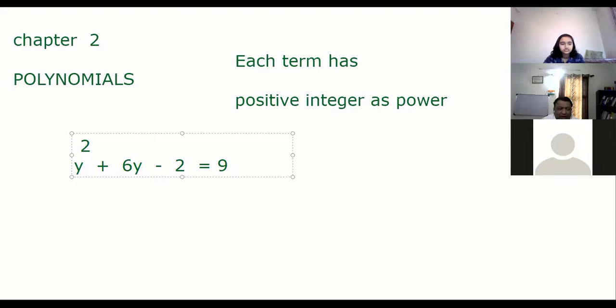Obviously, power will always be about the variable of the term. Why I'm saying term is because we don't consider just the variables. The full term we are talking about.